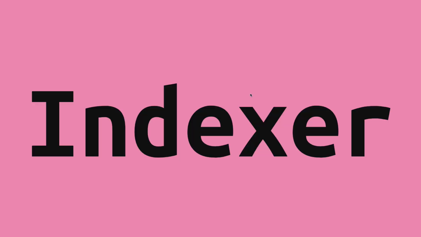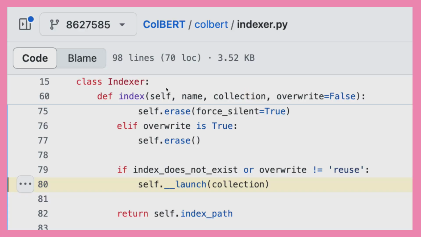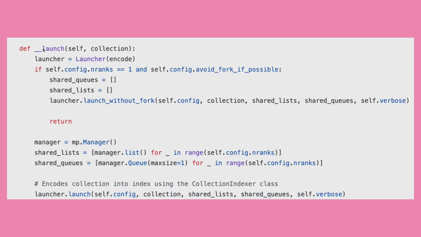So what is that indexer.index? So let's look at the indexer, and here's the index method, and inside the main thing I'm going to focus on is that it calls underscore underscore launch, and it passes to launch the collection. So in this case, it's our list of passages. So if we look at underscore underscore launch, there's a couple different ways, but reading this comment here, it encodes collection into index using the collection indexer class. So that's what launcher.launch does.